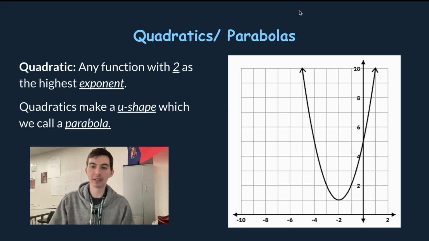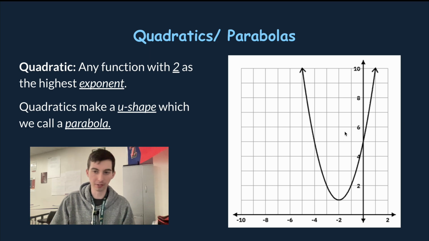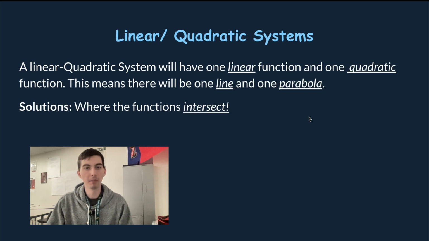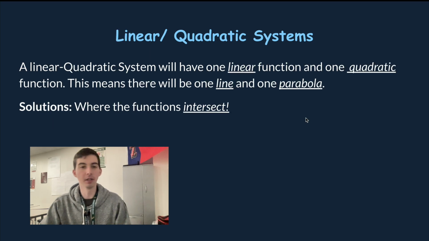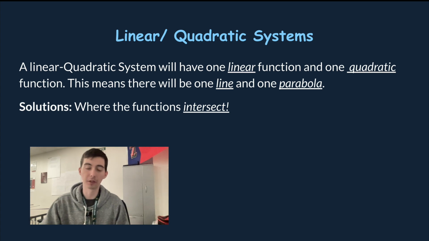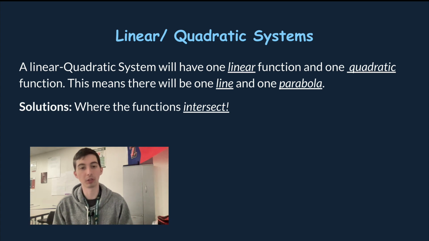And quadratics make this U shape, and we call that a parabola. So we can kind of visualize if a line's going through this, we may end up with more than one solution. So like we talked about, linear and quadratic systems will have one linear function and one quadratic function. Could be a quadratic, could be a circle, kind of just depends. But anyway, we're going to have one line and one parabola, or one U-shaped graph.